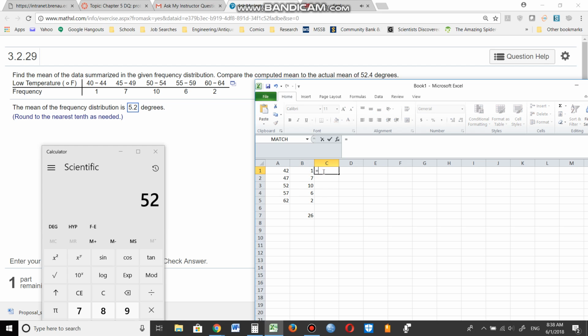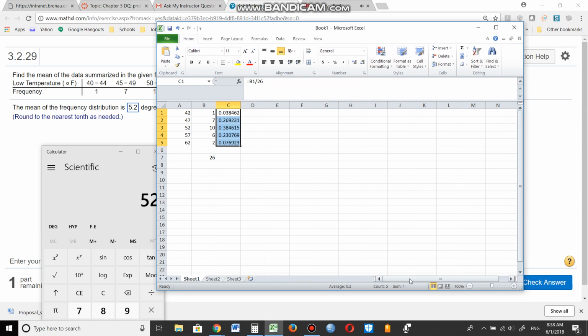Now find the corresponding probabilities. So this is going to be 1 divided by 26. Okay. This one will be 7 divided by 26. This one will be 10 divided by 26. This one will be 6 divided by 26. And then finally 2 divided by 26. Note that all of these probabilities sum to exactly 1. I need that in order to have a valid probability distribution.